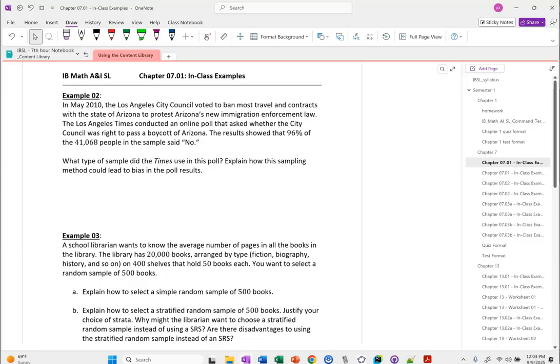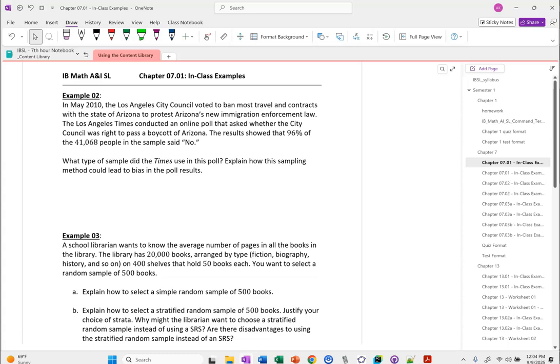Jackson, you want to give us a go there? The type of sampling they did in this poll. So that's not one of the types of sampling. Maggie, you got it? Voluntary stuff? Yeah, it's a voluntary response because it was set up as an online poll, so you had to decide yourself to go in and take the poll, right? You could choose whether to participate or not.